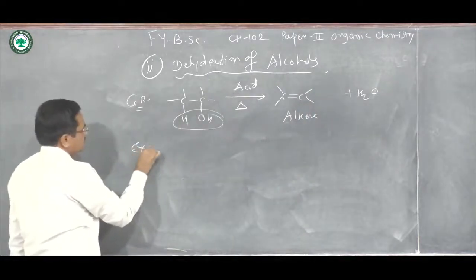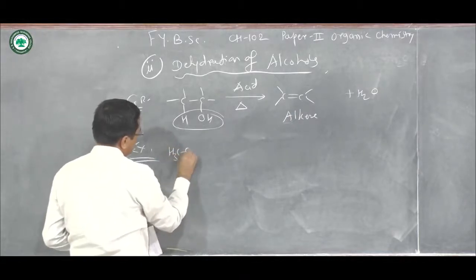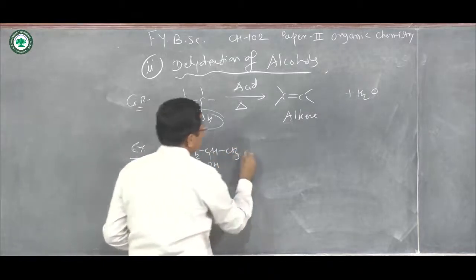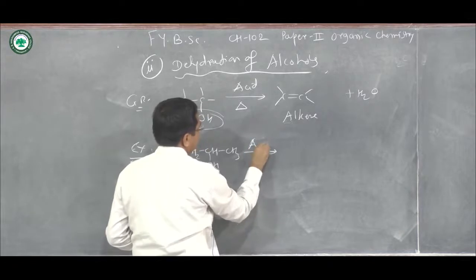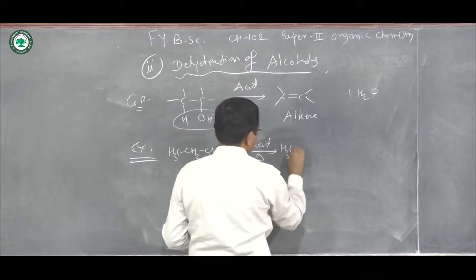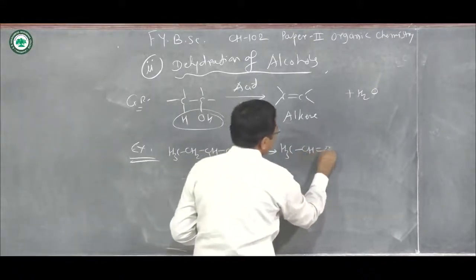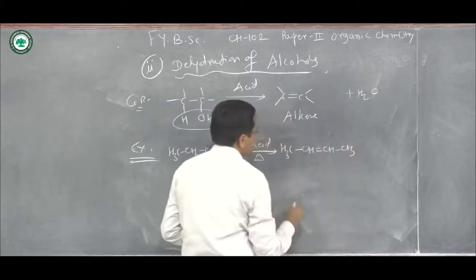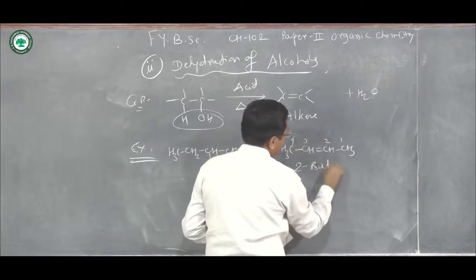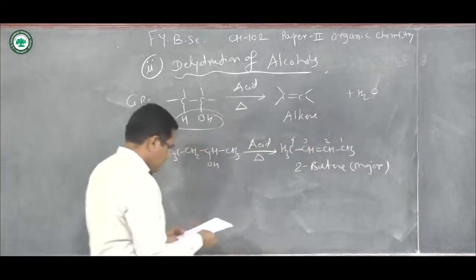We take some example. Suppose 2-butanol, acid, and we obtain the major product. Again here Saytzeff rule is followed. CH3 CH double bond CH CH3. This is 2-butene, 1, 2, 3, 4. 2-butene, and this is the major one.